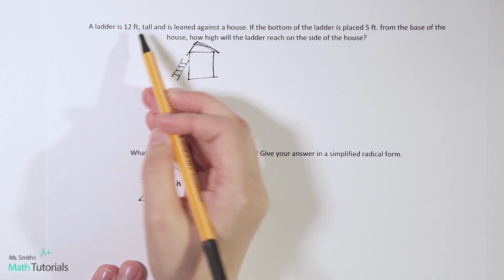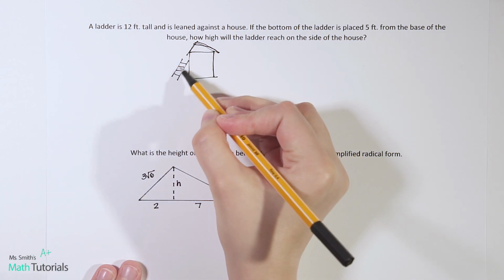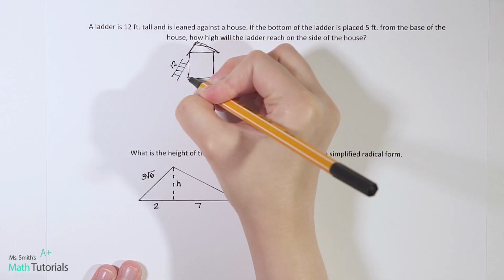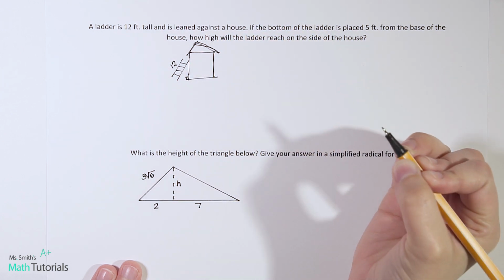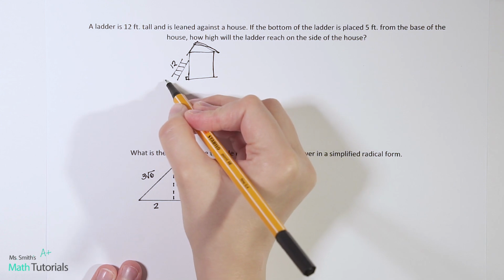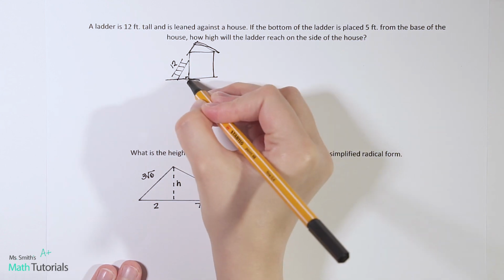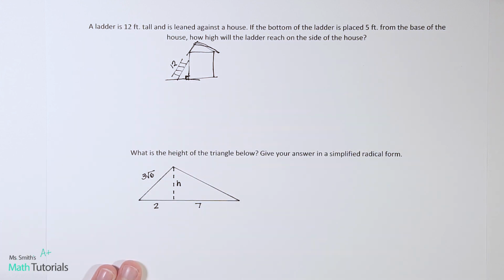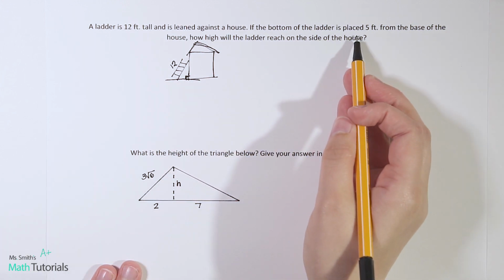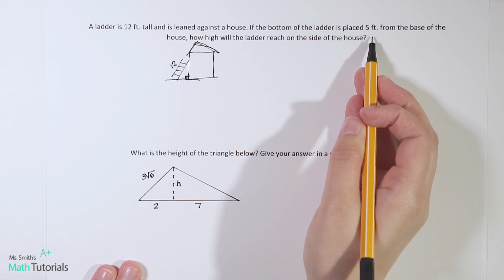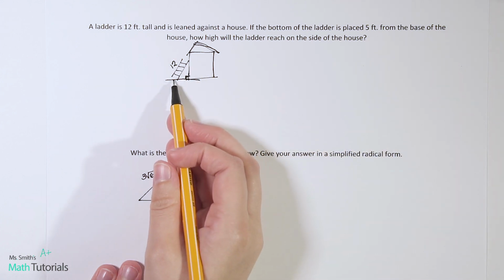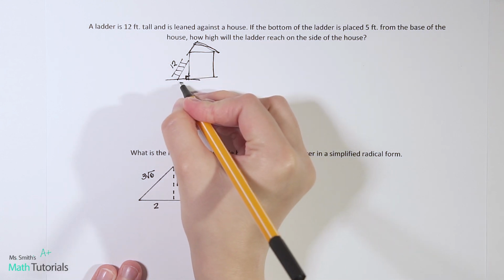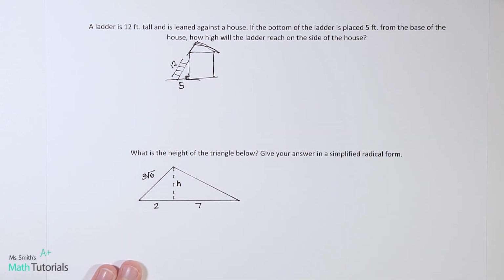Now, how tall is the ladder? It tells us that the ladder itself is 12 feet tall. Now, here's going to be our right triangle, and then we've got our ground right here. Our right triangle will be the house and the ground. Now it says the bottom of the ladder is placed 5 feet from the base of the house. Well, the bottom of the ladder would be here, so from here to the base of the house is 5 feet.